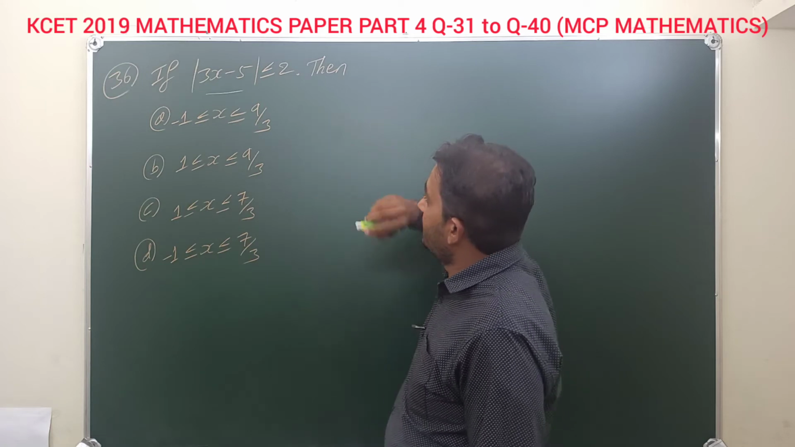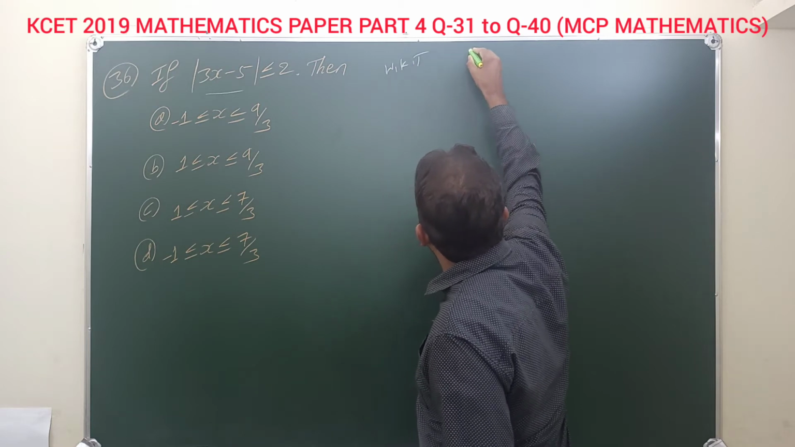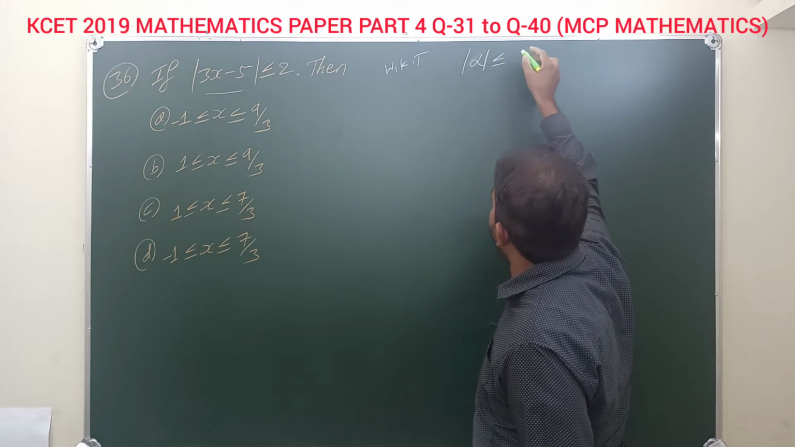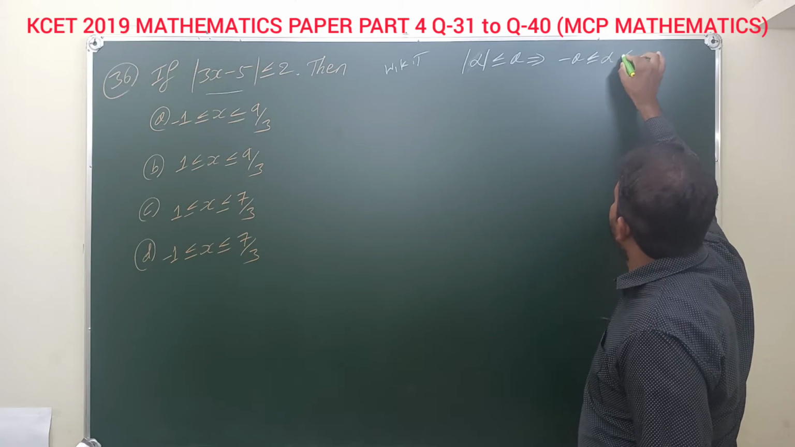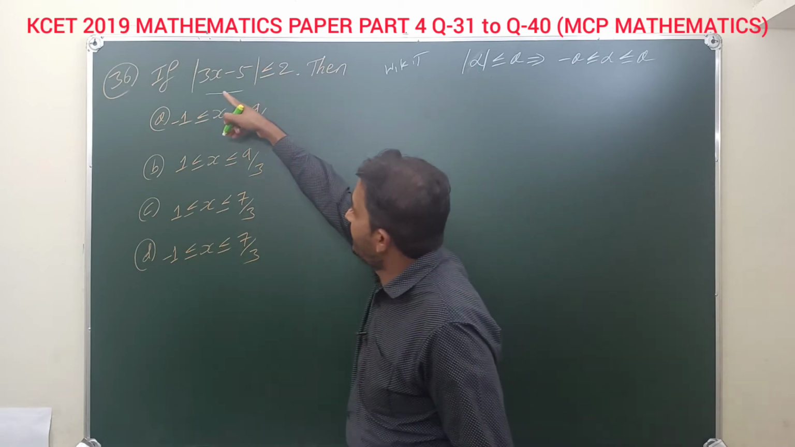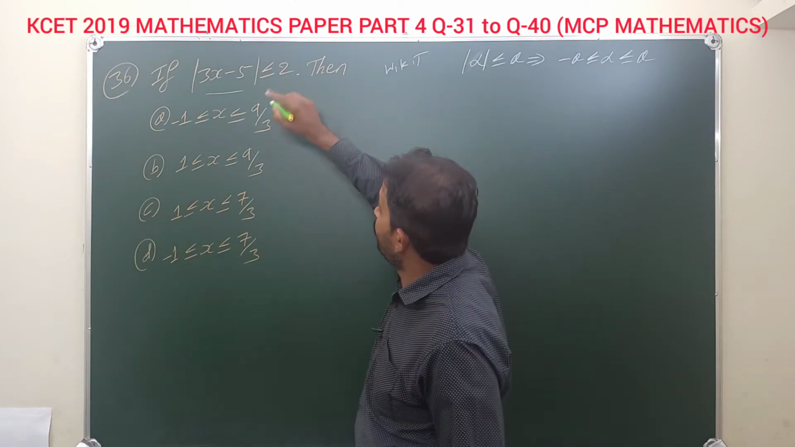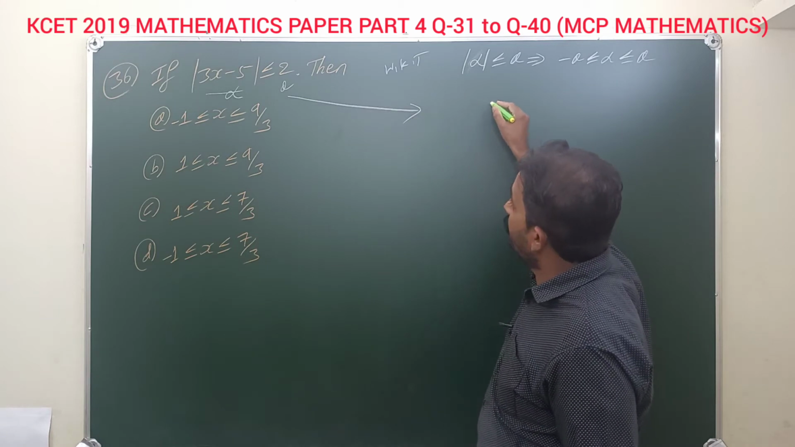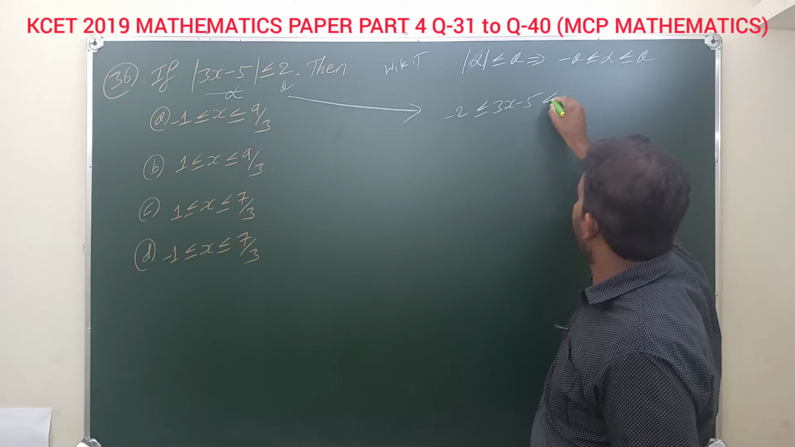Using one formula, we know that modulus of alpha less than or equal to a can be written as minus a less than or equal to alpha less than or equal to plus a. Here, in the alpha place 3x minus 5 is there, and in the a place 2 is there. So this can be written as minus 2 less than or equal to 3x minus 5 less than or equal to plus 2.